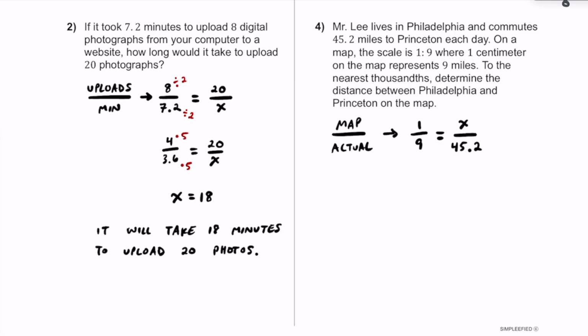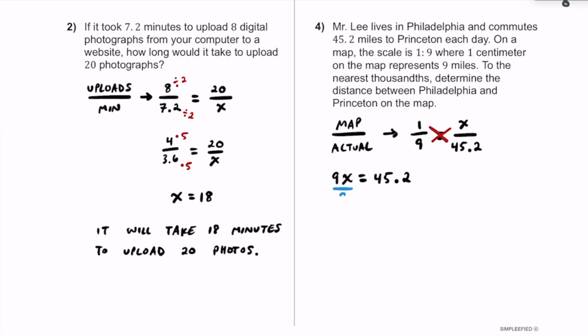Okay, so let's see. I don't think 9 will go into this 45 really nicely. There's no real simplifying we can do here. We could multiply both sides by 45.2, but then I still think we're going to have a couple operations to do. So in this case, I'm just going to use cross products. So 9 times x is just going to be 9x. That's not bad. And then 45 2/10 times 1 is going to be 45 2/10. That's not bad either. So you can do that pretty quickly.